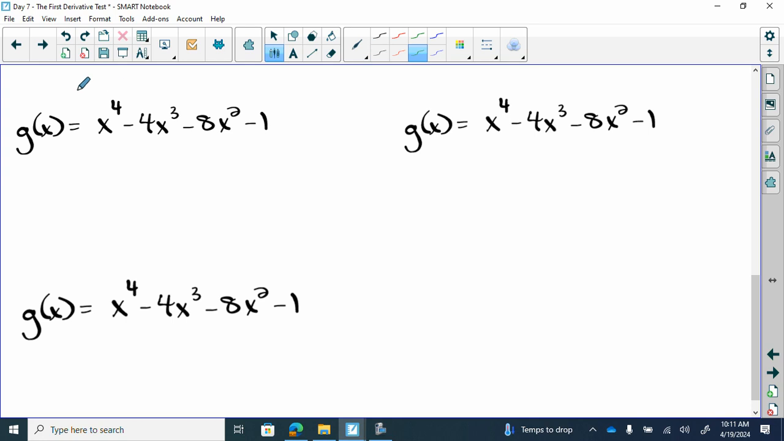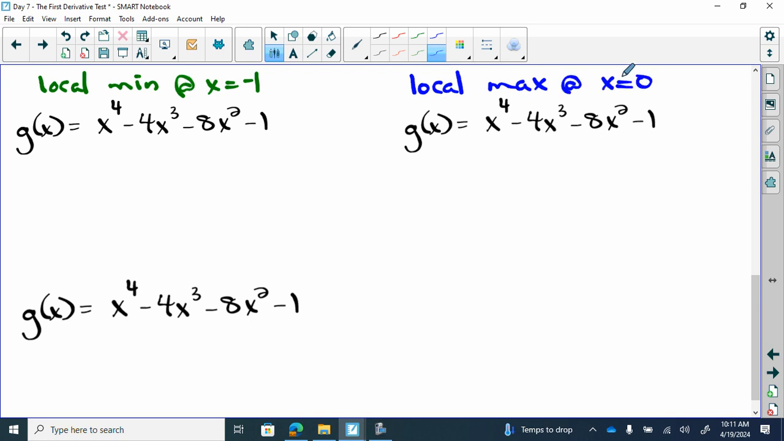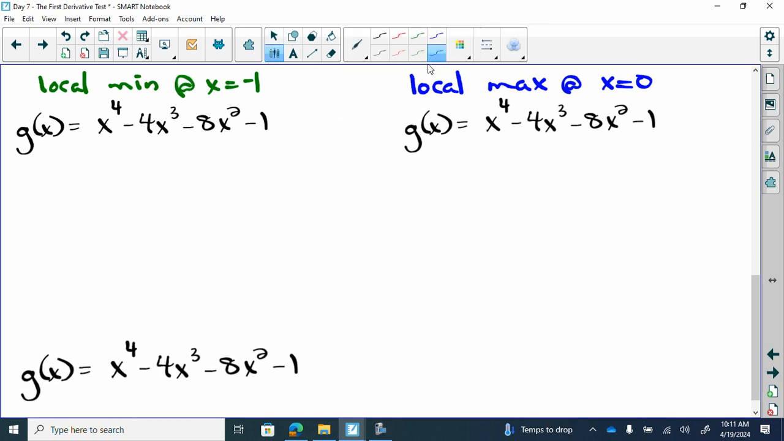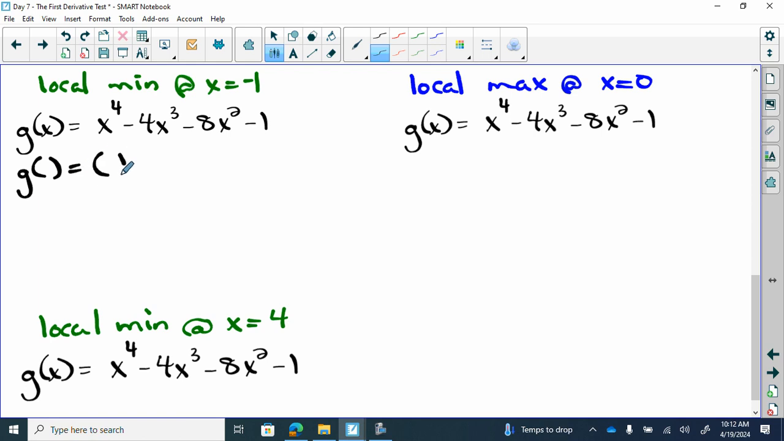So I will label this. This is my minimum. Local min at x equals -1. This can be my local max at x equals what? 0. Good. And this down here, I'll leave myself a little bit of space. This is another local minimum when x equals what? So all I'm going to do is replace all of the x's with a -1 and figure out the height.